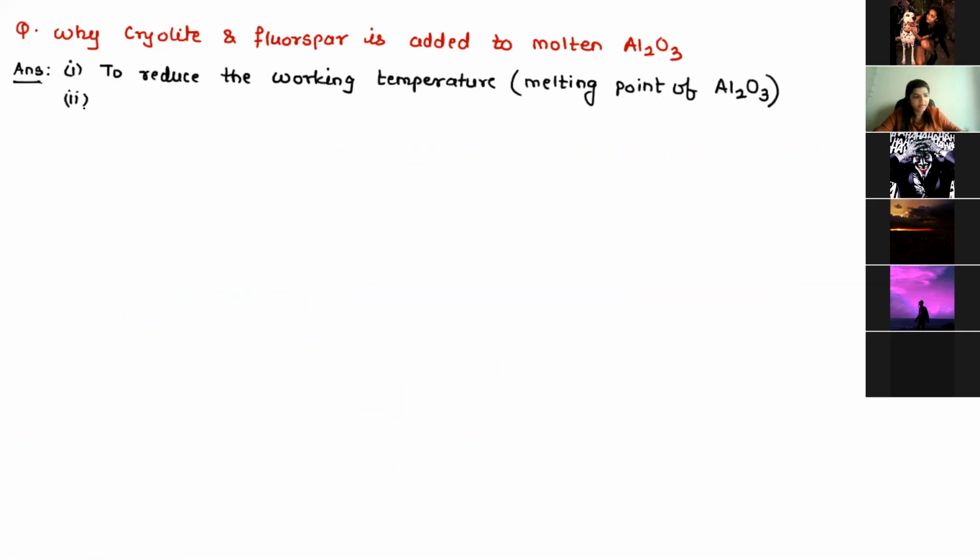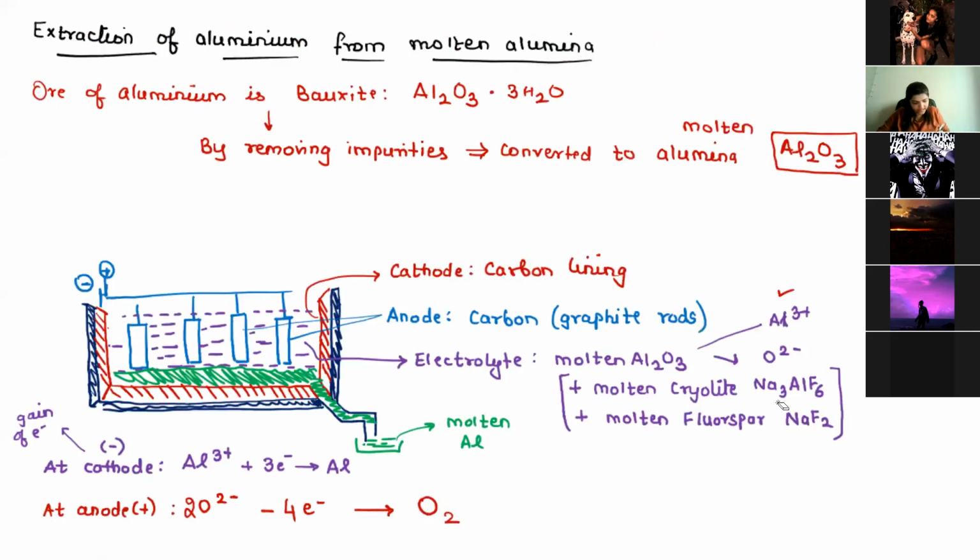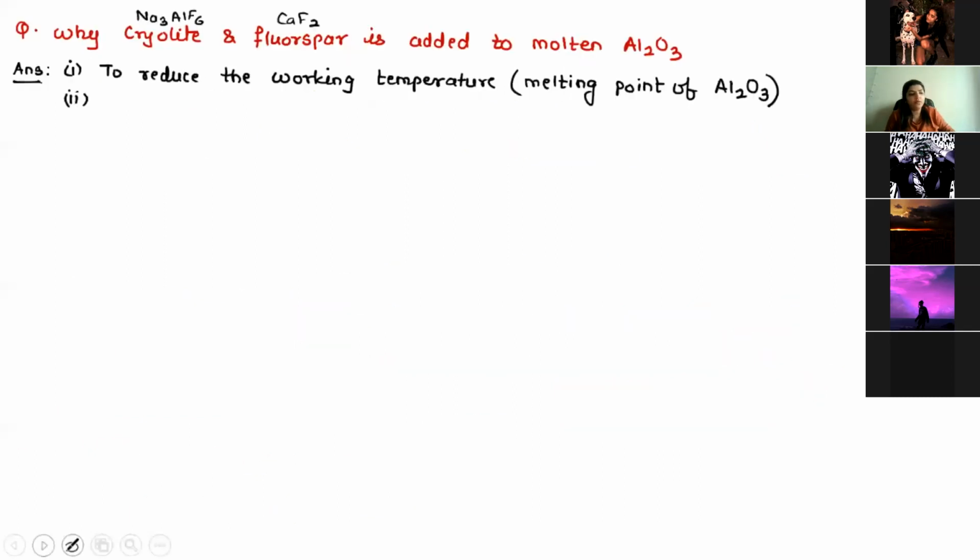Second point, since cryolite is Na3Al(F6) and fluorspar is CaF2. Please make a correction. Fluorspar is CaF2, not NaF2. Yeah. So both of these are ionic compounds.